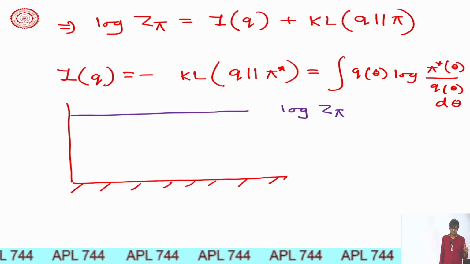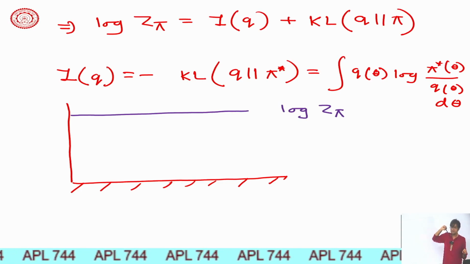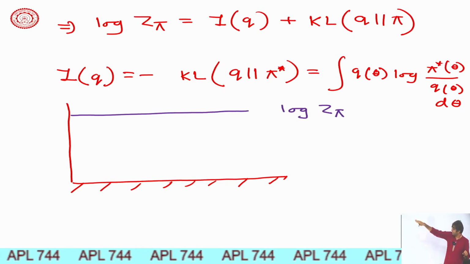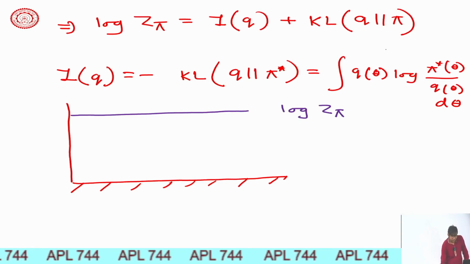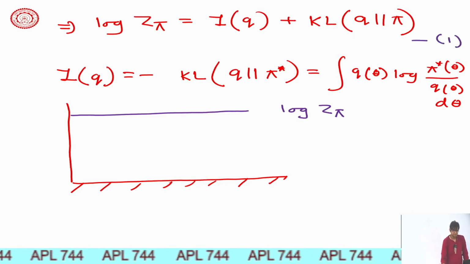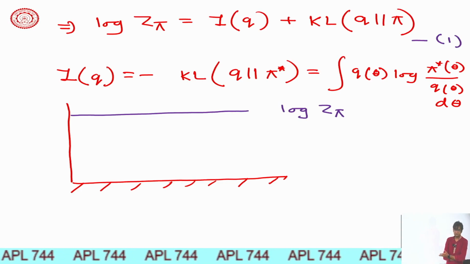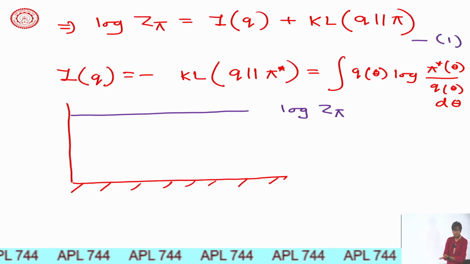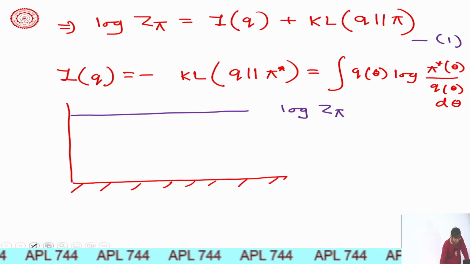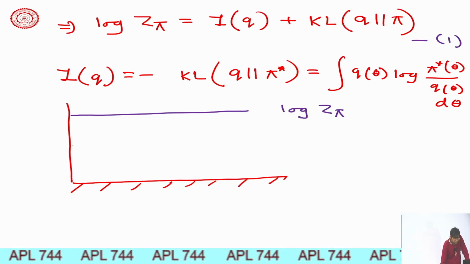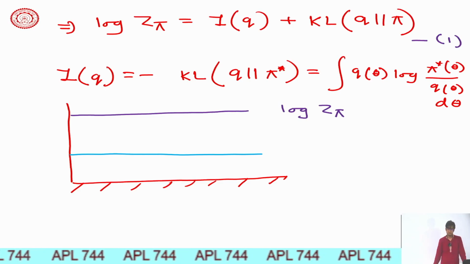The second thing you have is KL divergence between q and pi, the right hand side term. What is that equal to? What is KL q pi equal to from that expression, let us call it equation 1? You have to take one term to the right hand side. KL of q and pi is equal to log of z pi minus L of q. So now let us say this is my L of q.